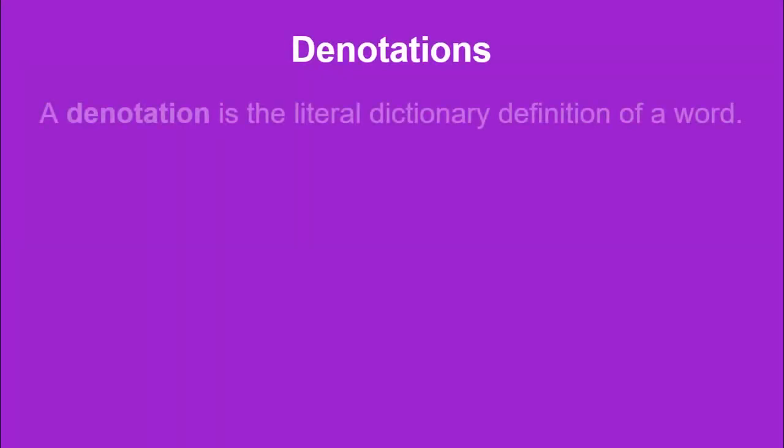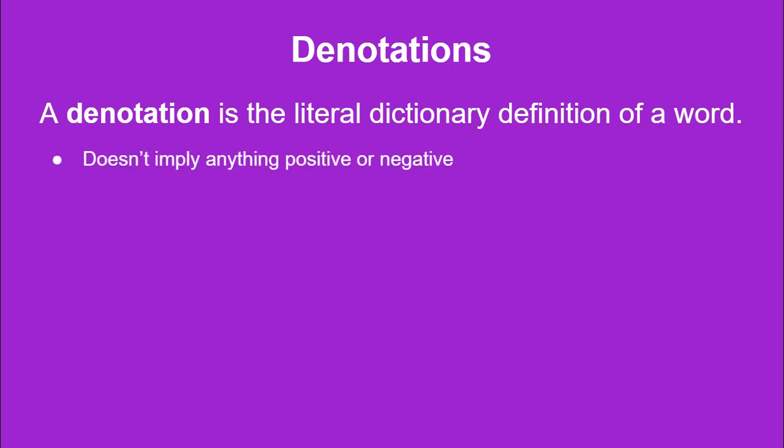We're going to start with denotations. A denotation is the literal dictionary definition of a word. If you need help remembering that, think of that nice alliteration we have there. Denotation, dictionary, definition. You've got that D sound repeated. Denotations don't imply that anything is positive or negative. It just kind of is what it is.